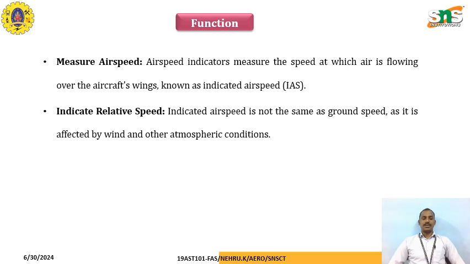The major function of this airspeed indicator is, one, it measures airspeed and indicates a relative speed. An airspeed indicator measures the speed at which the air is flowing over the aircraft's wing, known as indicated airspeed. So the flow over the wing, or the flow around the wing or the fuselage, this is the airspeed. This is measured by the pitot tube. And indicated airspeed is not the same as ground speed, as it is affected by wind or atmospheric conditions.